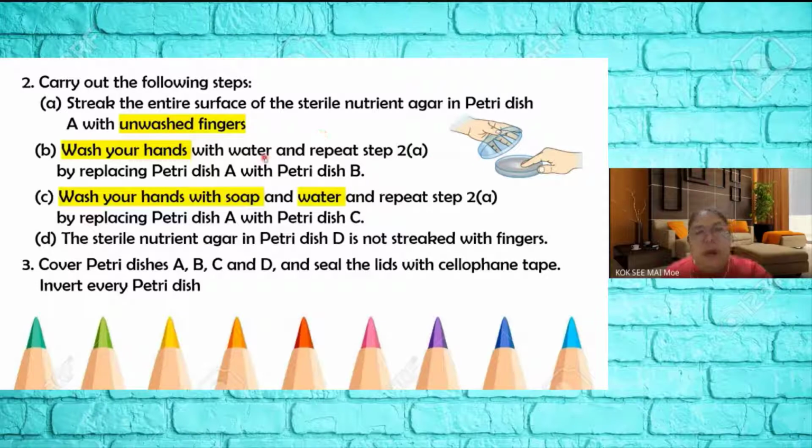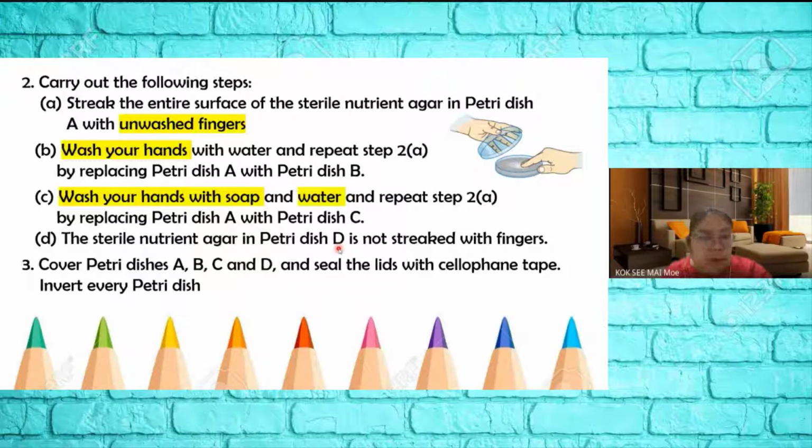Second part, you take another set of petri dishes. The first one is A. For the next one, you wash your hand with normal water, then repeat. You label this second dish B. Number 3, you wash your hand with soap and water, making it clean, then repeat the step. You label this one as petri dish C. And for the last one, the sterile nutrient agar in petri dish D, do nothing.